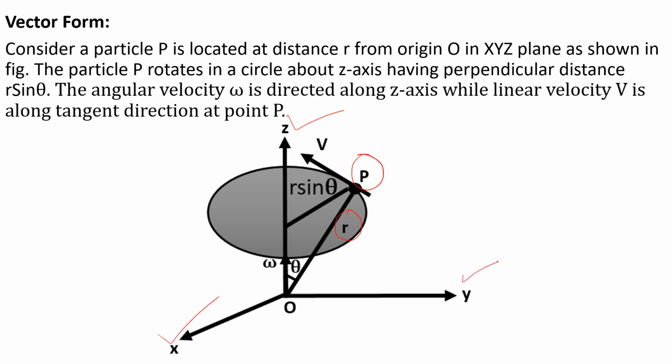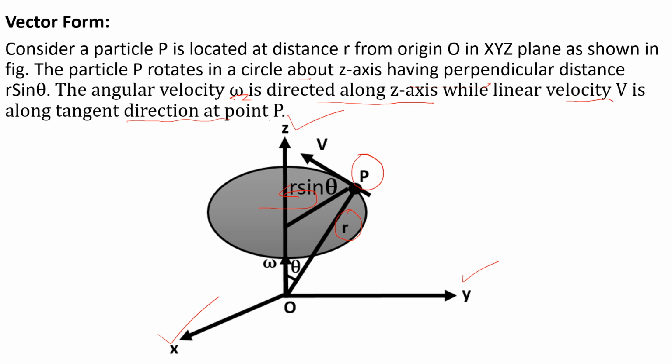As shown in the figure, the particle P rotates in a circle about the z-axis. It means the plane of the rotation is the xy plane, having perpendicular distance r sine theta. The angular velocity omega is directed along the z-axis while the linear velocity v is along the tangent direction at point P.